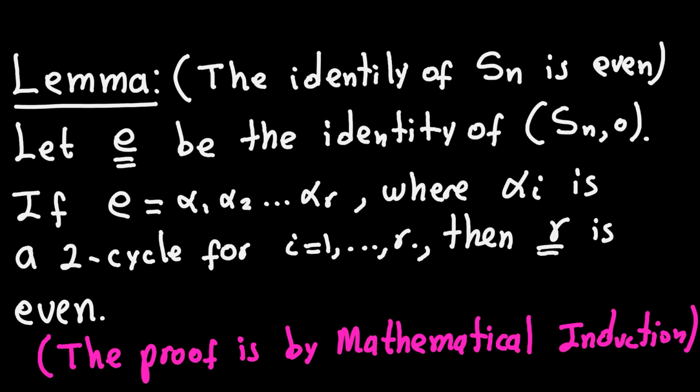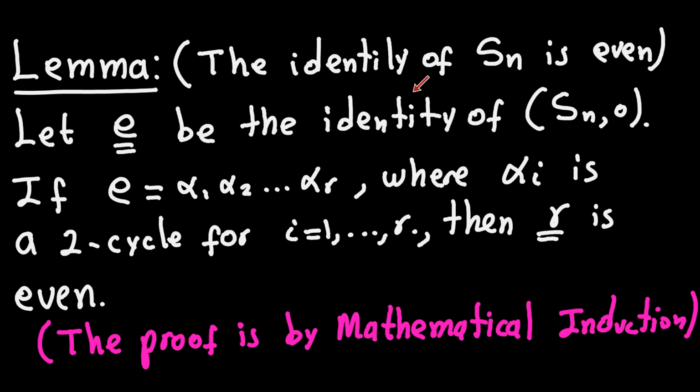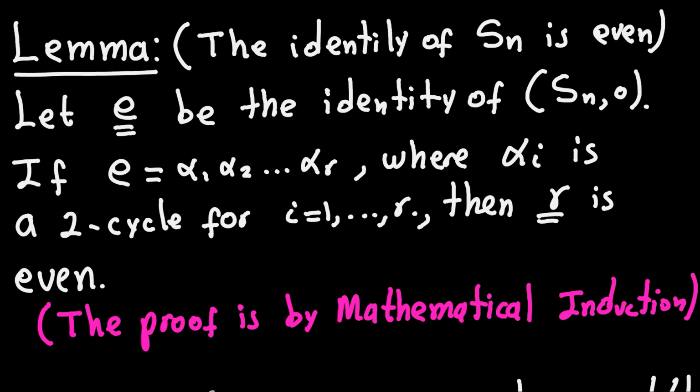So before we do anything, I'm going to look at this lemma, and the lemma is the following. The identity of Sn is an even permutation. So what the lemma says is this. You have E here denoting the identity of Sn. Remember here, the identity of Sn is the function, the bijection that fixes all the elements from 1 through n. That's the identity here. Remember that Sn is a collection of functions. Now, if you happen to have the identity as a composition or product of alpha 1 through alpha r, where those alphas are two cycles, then this r here has to be even, meaning that we have r two cycles, an even number of two cycles. So the identity is even.